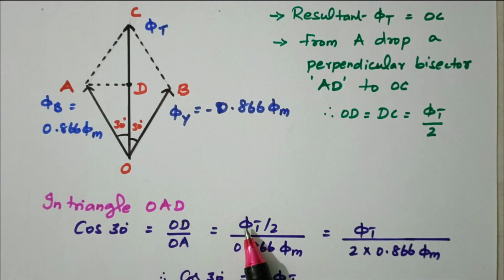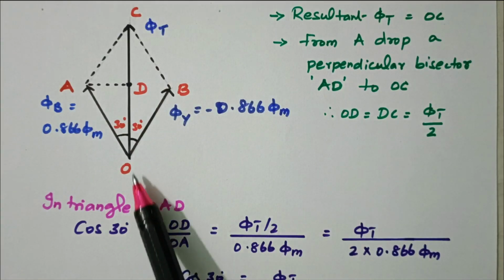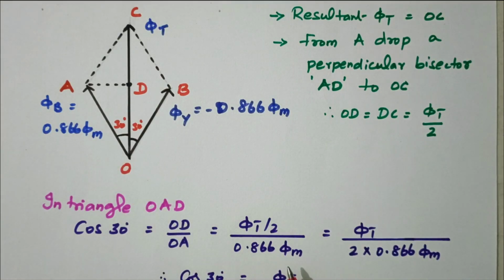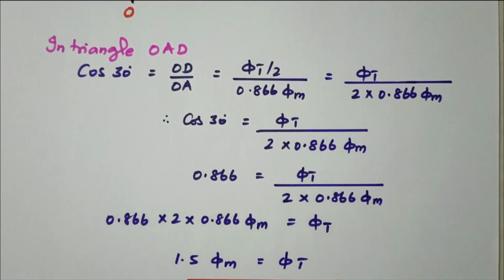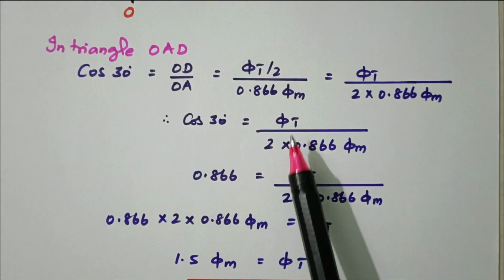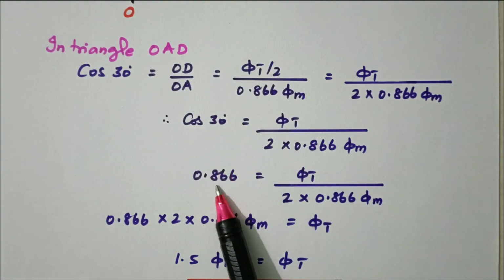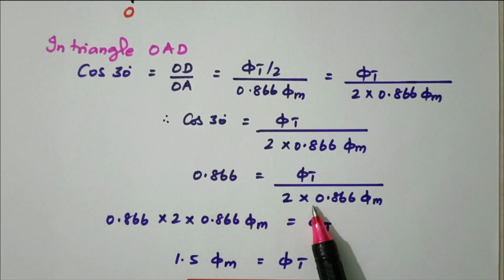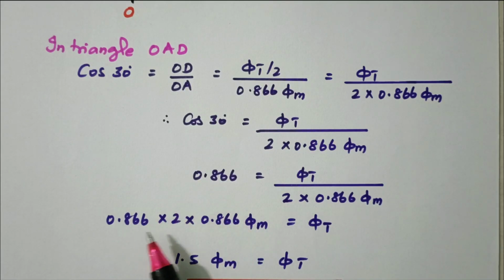So OD is nothing but φt divided by 2, already discussed. OA is nothing but 0.866 φm. So that is equal to, this 2 is brought to the denominator, φt divided by 2 into 0.866 φm. Now we'll go for the further simplification. Cos 30 equals φt divided by 2 into 0.866 φm. This cos 30 degree is nothing but 0.866, so that value is substituted. Now cross multiply, bringing all this value to this side, so that 0.866 into 2 into 0.866 φm equals φt.